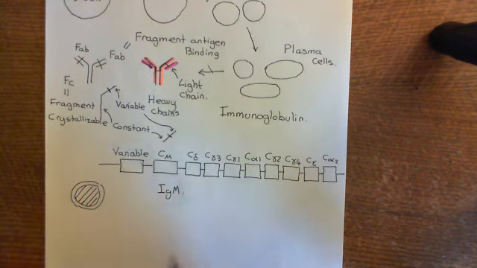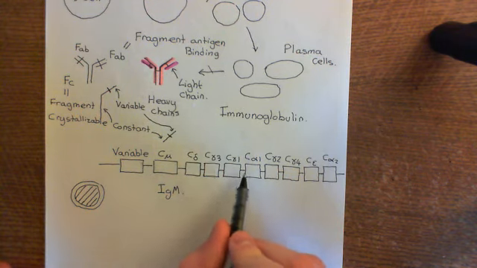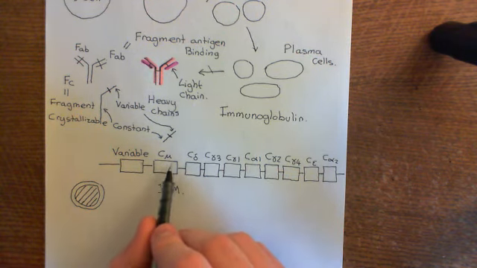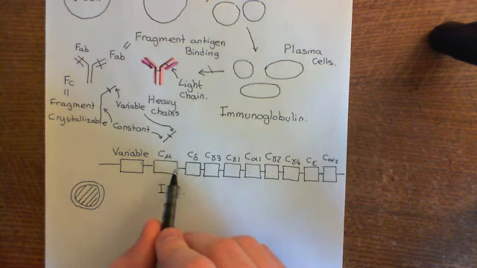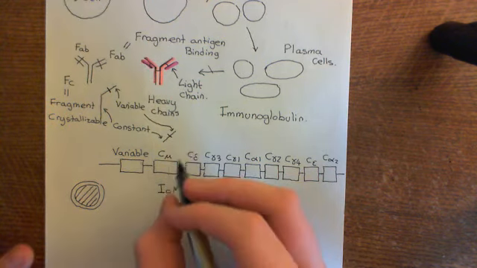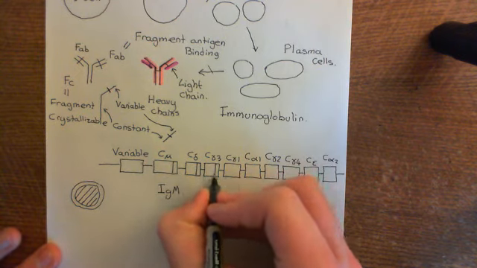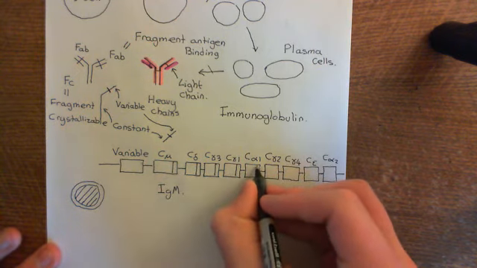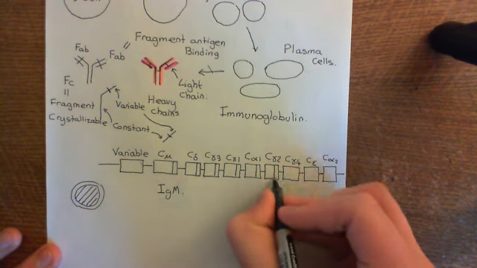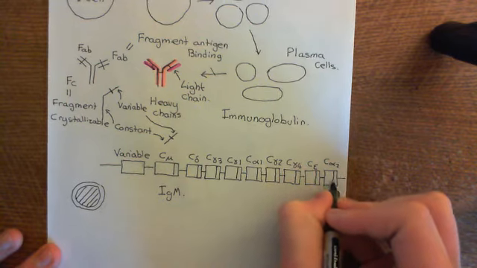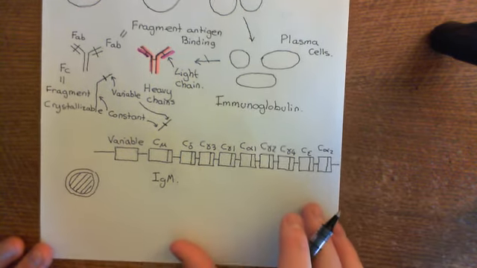Now every single one of these constant regions has a portion right at the end which can be included or not included. Each one of them at the end has a portion that can either be included or not included, and this is the portion that mounts the antibody onto the cell membrane rather than letting it be soluble.